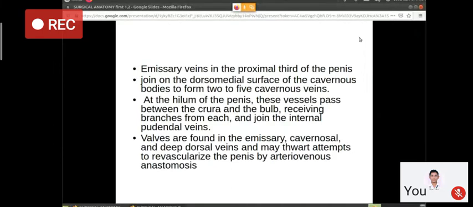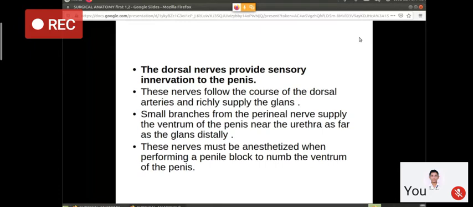Emissary veins in the proximal third of the penis join on the dorsomedial surface of the cavernous bodies to form 2 to 5 cavernous veins. At the hilum of the penis, these vessels pass between the crura and the bulb, and the circumflex branches join the internal pudendal veins. Valves are found in the emissary, cavernosal, and deep dorsal veins and may thwart attempts to revascularize the penis by arteriovenous anastomosis.